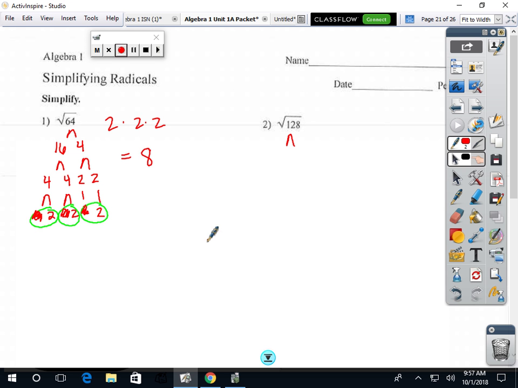How about 4 and 32? You could have gone with 2 and 64, but like I said, I like to start a little bigger because that makes the factor tree end faster. So 4 and 32. 4 then breaks down into a 2 times 2. What will 32 break down into?